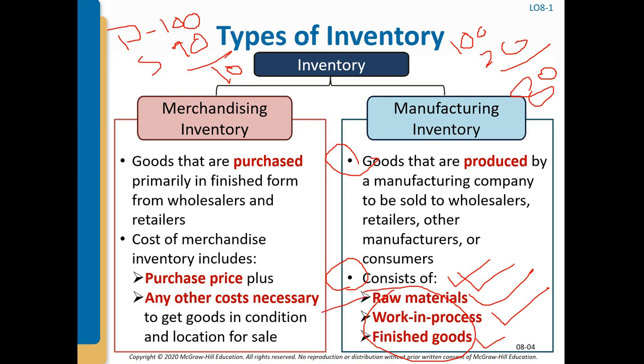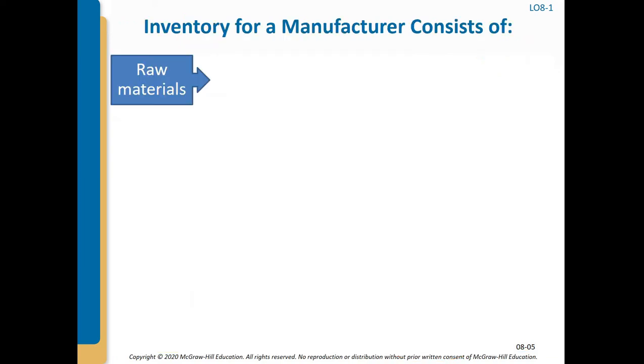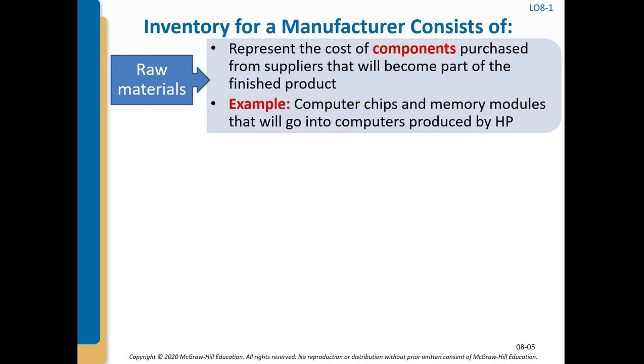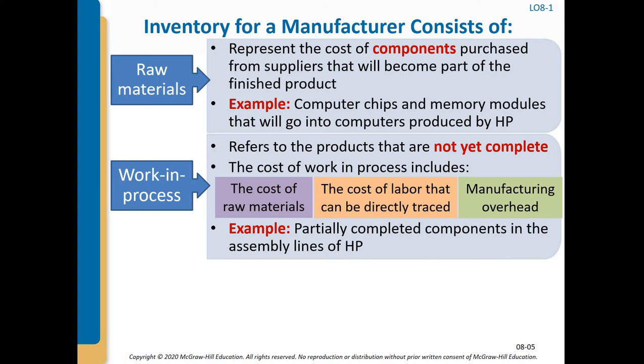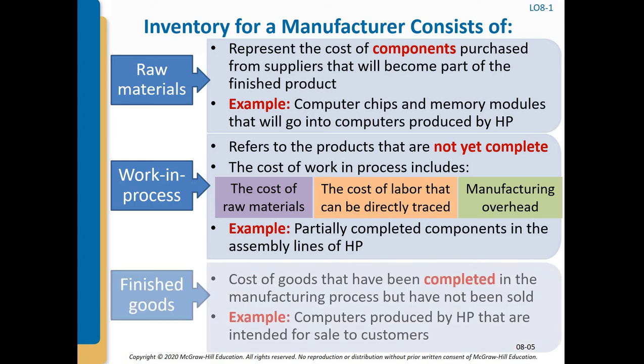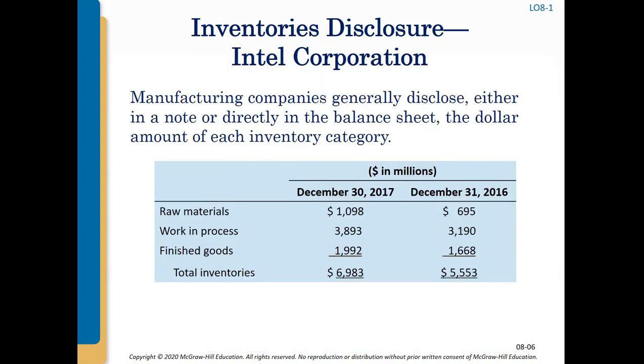Now, in the case of manufacturing companies, there are three kinds of inventories: raw materials, work in process, and finished goods. Raw materials, as you know, represent the cost of components purchased from suppliers that will become part of the finished products, for example computer chips in the case of computers. Work in process refers to the products that are not yet complete. The cost of work in process includes the cost of raw materials, the cost of labor that can be directly traced, and manufacturing overhead. Finished goods are the cost of goods that have been completed in the manufacturing process but have not been sold.